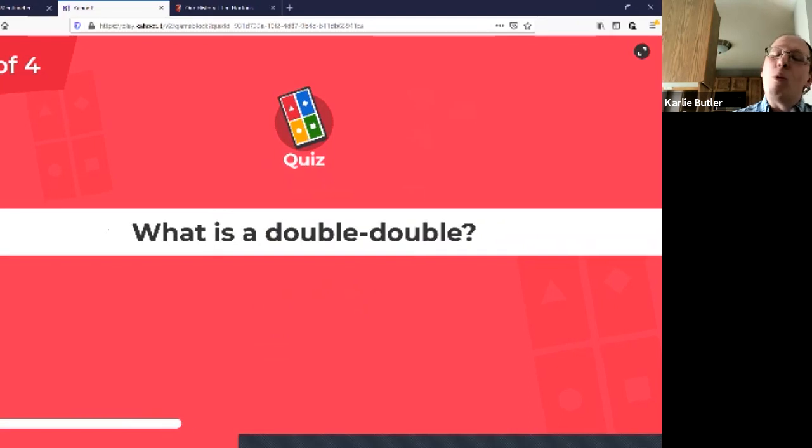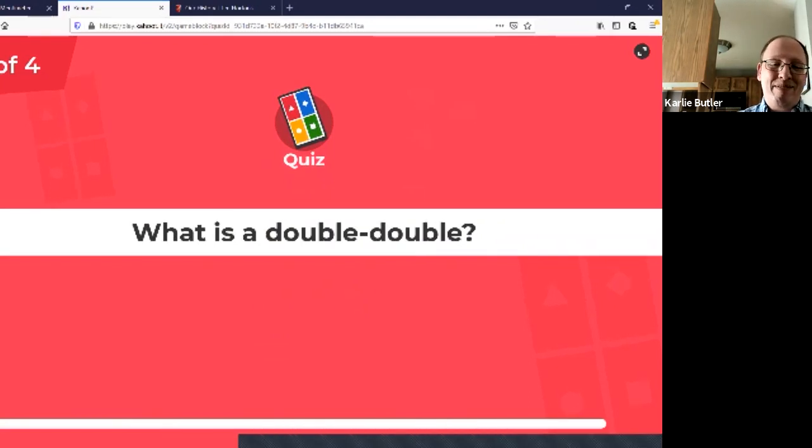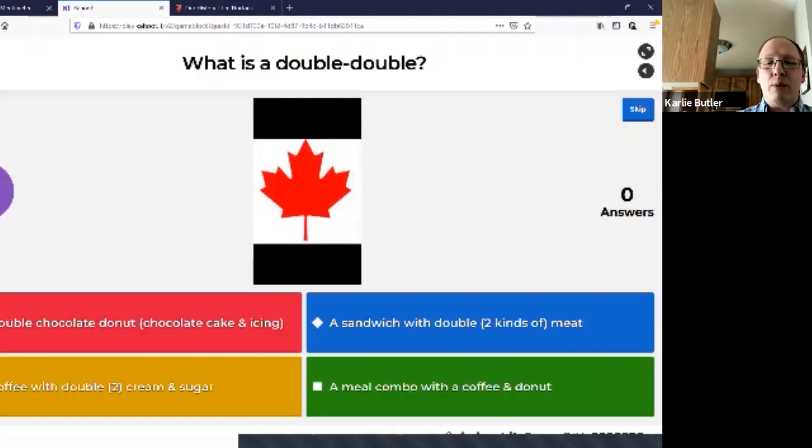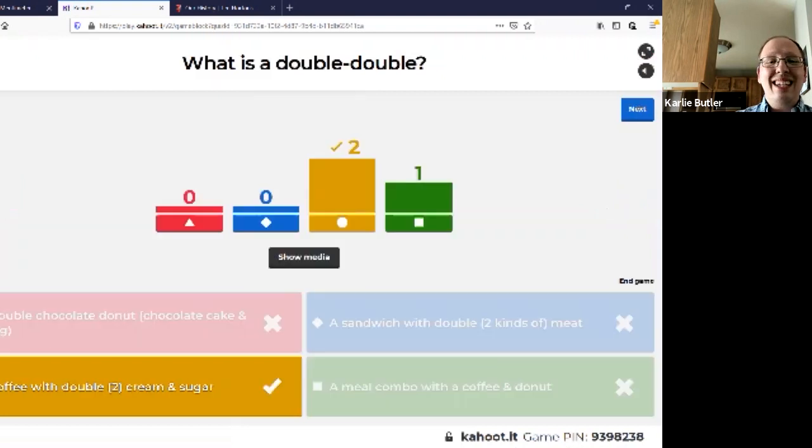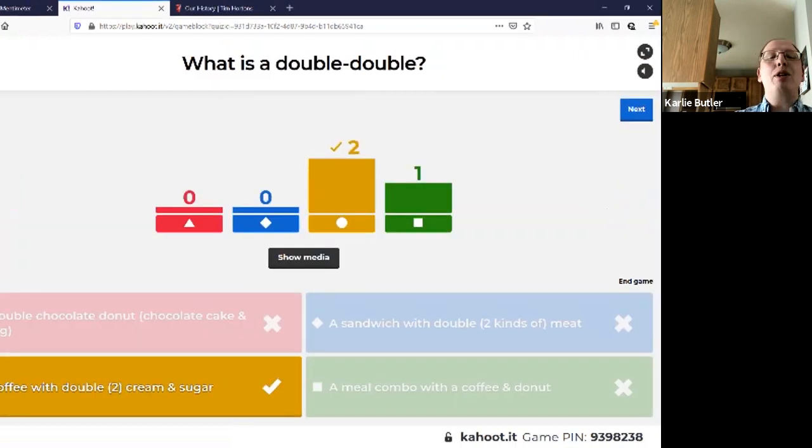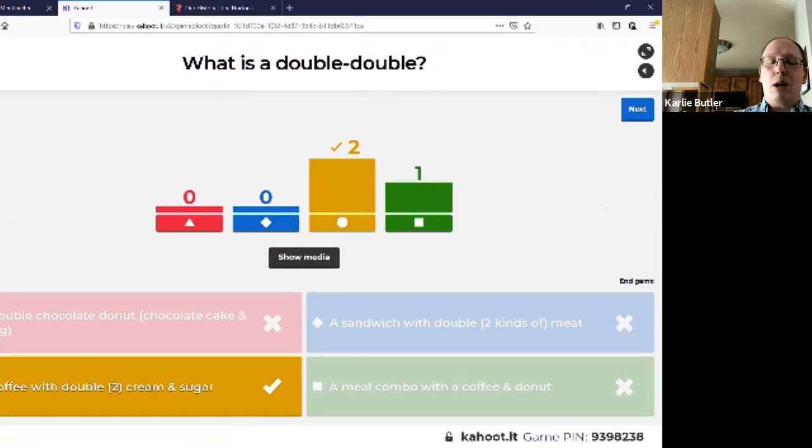And finally, what is a double-double? A double chocolate donut, a sandwich with double meat, a coffee with double cream and sugar, or a meal combo with coffee and donuts? And a double-double is a coffee with 2 cream, double cream, and 2 sugar, or double sugar. Wonderful.